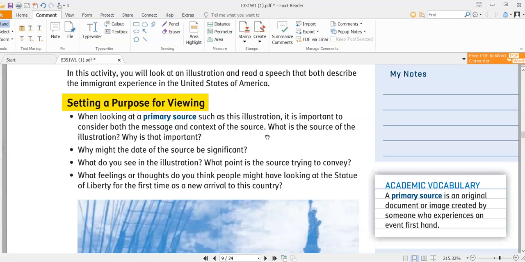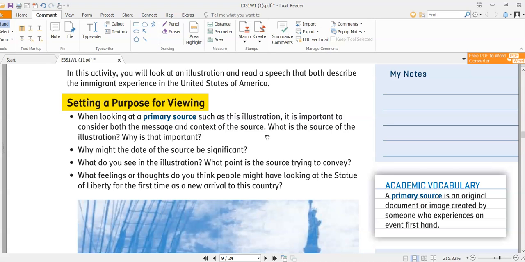So the source is where the illustration came from. So you're looking for some kind of a label on the illustration to tell you where it came from and then identify why that's important. The second thing we're supposed to be looking at is why might the date of the source be significant? So look at the date and try to figure out why you think it might be somewhat significant. Then you're looking for what do you see in the illustration? So basically you're describing what's actually in the illustration, and then what point is the source trying to convey? Like, what are they trying to say in this illustration?